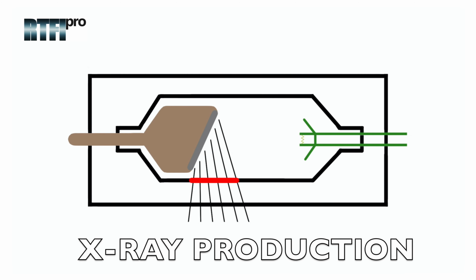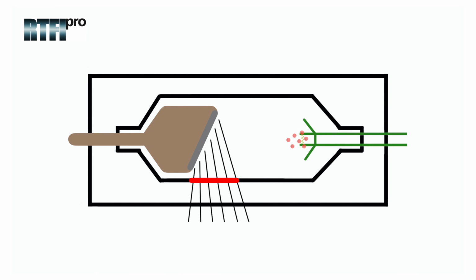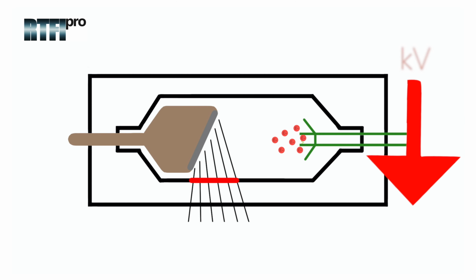X-ray production. X-ray photons are produced from the focal spot after the sudden stop of the electrons traveling from the negative filament of the cathode. The electron speed can be controlled by the voltage, as increasing the voltage increases the voltage difference across the X-ray tube. By increasing the kilovoltage, we can create faster electrons, and decreasing the kV, we can create slower electrons.